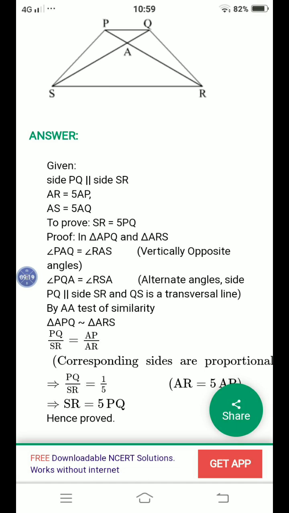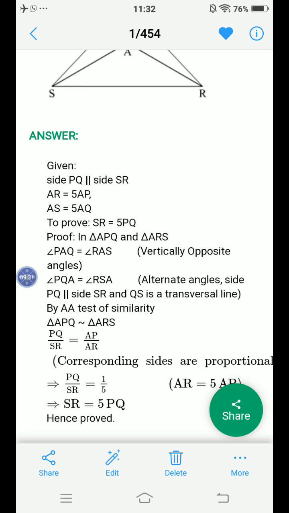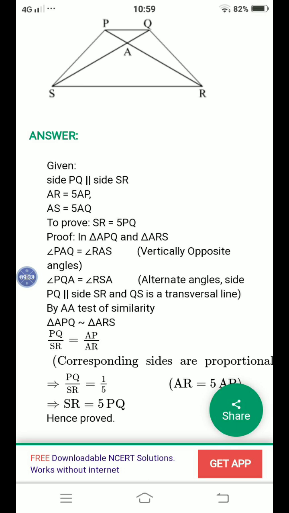Now first of all we will write the given conditions. What are the given conditions? Side PQ is parallel to side SR. AR is equal to 5 AP. AS is equal to 5 AQ. We have to prove SR is equal to 5 PQ. Now we will start with our proof. We will take two triangles, triangle APQ and triangle ARS. First of all we will prove both the triangles to be similar. And once we prove both the triangles to be similar, we will use the condition corresponding sides are in proportion.